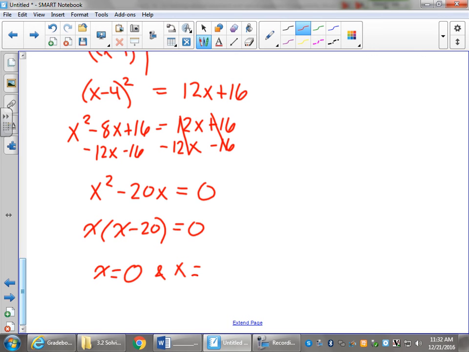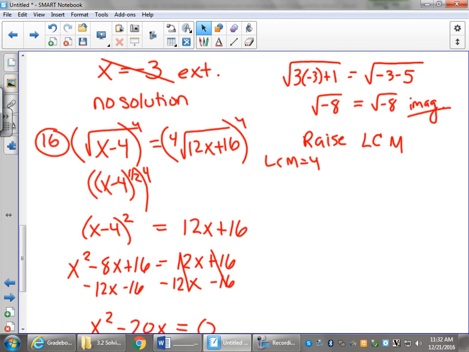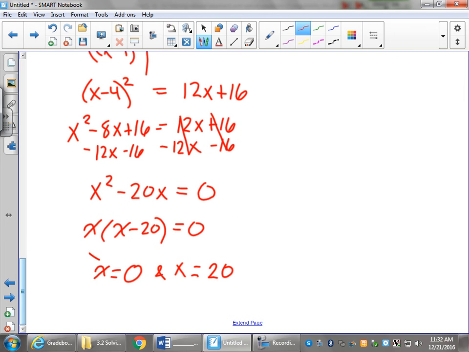X equals 20. This was a check problem. We raised both sides to the fourth power, but to save some time, let's just mentally check. We're not going to write down the check on this one. Let's sub in 0 first into the original problem. What is 0 minus 4? Negative 4. Do we have to keep going any further? No. When you sub in 0, you're going to get a negative underneath a square root, which is an even root. That means it's already going to give you imaginary. So that's out.